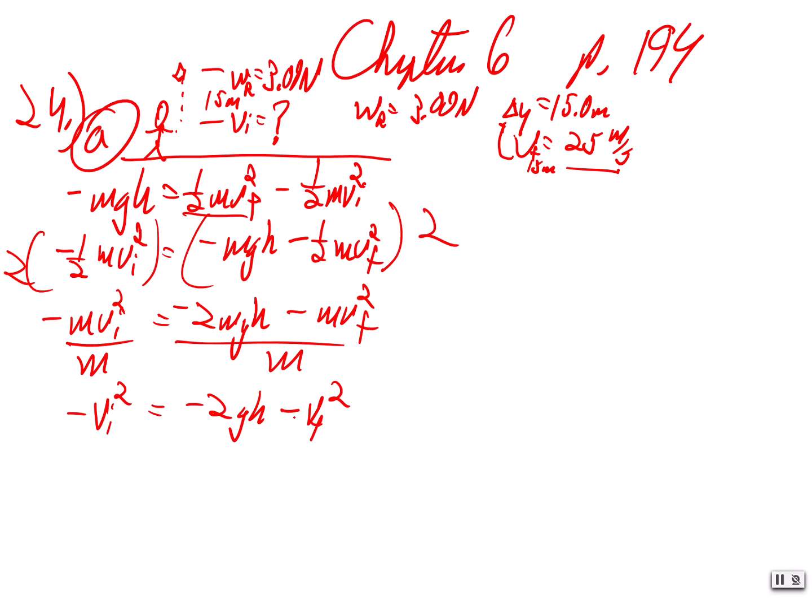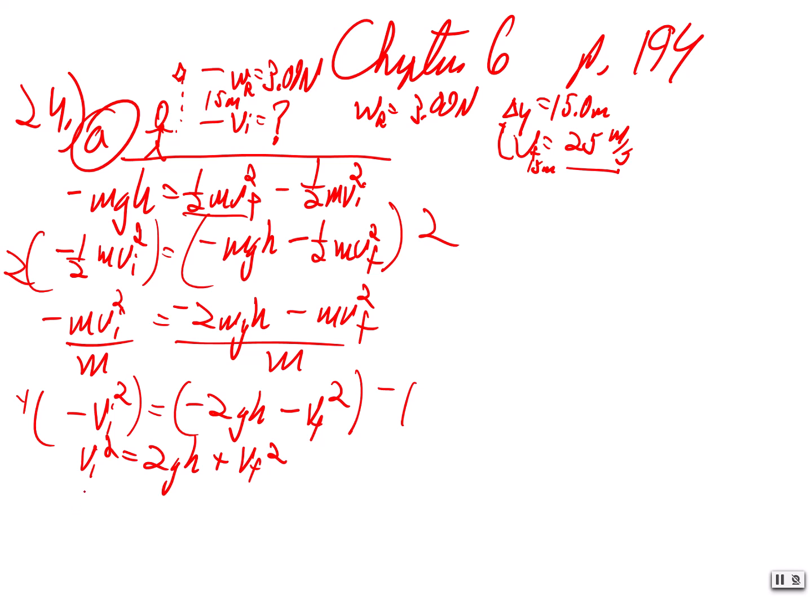Now, notice everything's negative. So what I can do is multiply everything through by negative, and it becomes positive, right? So multiply both sides by -1, and we get what? V initial squared is equal to 2gh plus V final squared, right? You say, Miss Shields, why did you do all that? Well, because you've got to do the physics before you do the math. All right, multiply both sides by -1. And there you go. Now we can solve for it.